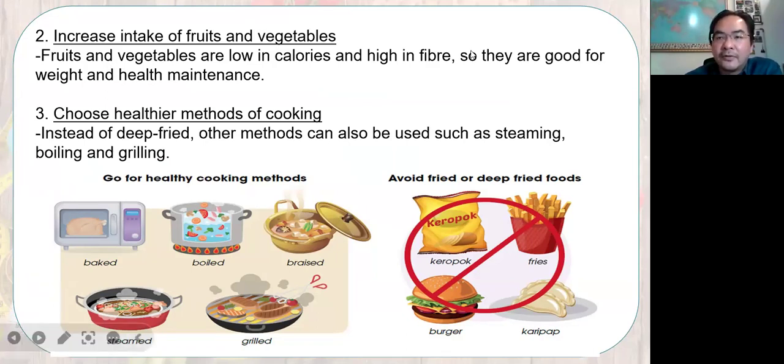Fruits and vegetables, of course, as you know, are low in calories and also high in fiber. So they'll make you feel full after you eat them without causing so much increase in your calories. So they are very good for weight and health maintenance, besides having a host of other benefits. You can try to choose healthier cooking methods. So instead of deep frying, other methods can also be used, such as steaming, boiling, and grilling.